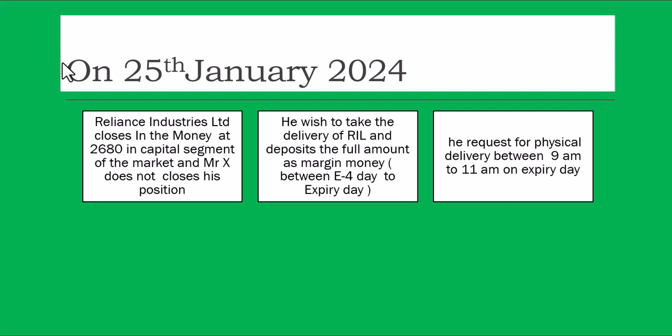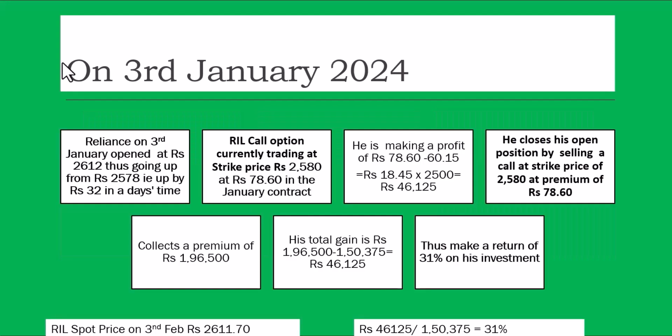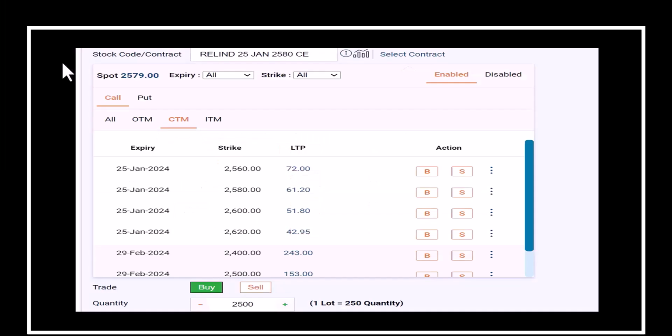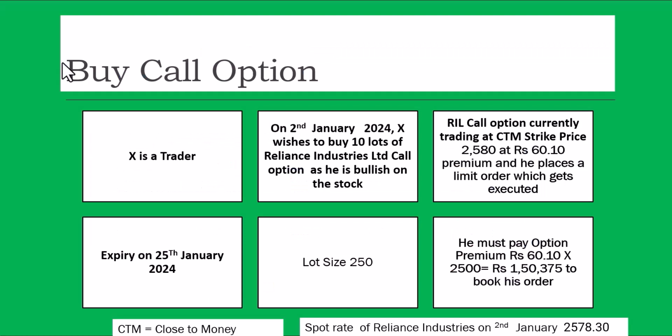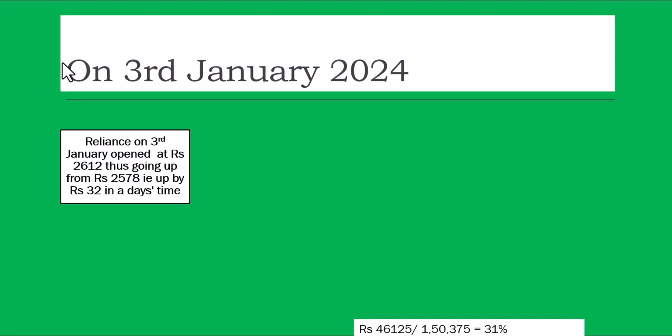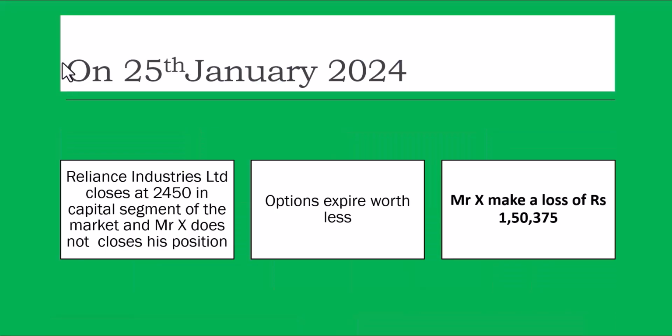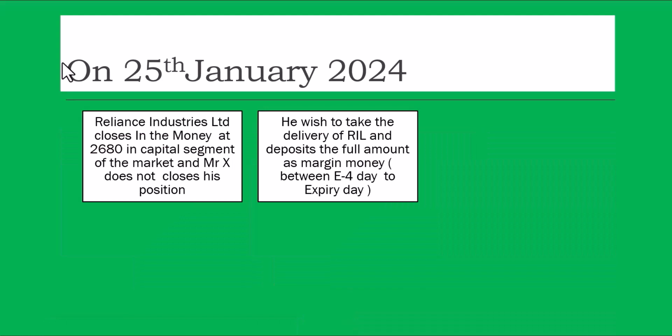Fine. So he has taken the position at what price? 25? No. 2580. It was at 2580, right? Now at what price did it close? 2680. So it's in the money. He's sitting on a 100 rupees profit, isn't it? Maybe on the expiry it went up 100 rupees. 2 days before the expiry it went to 100. So it is in the money. So the delivery provisions will apply now.